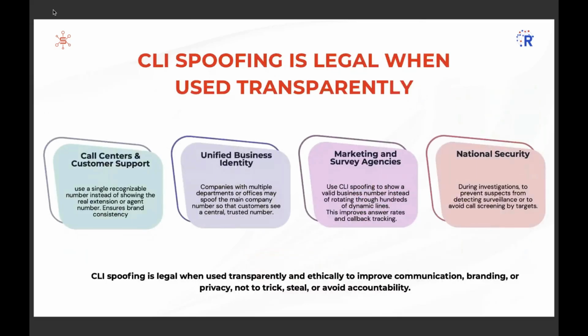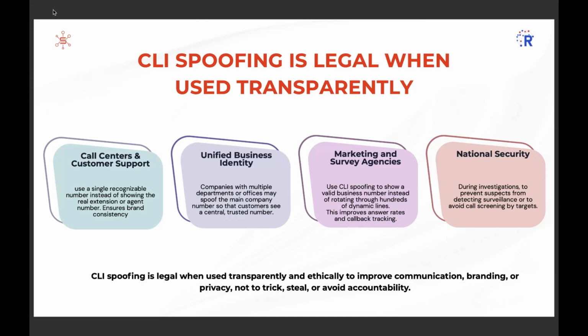So at this point, you might be thinking, wait, is CLI spoofing always illegal? And the answer is absolutely not. In fact, there are many perfectly legitimate and ethical uses of CLI spoofing when it's done transparently and with the right intentions.